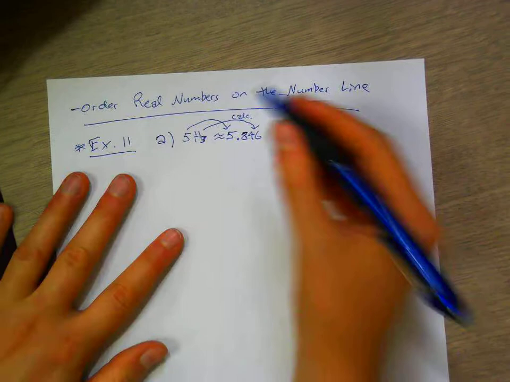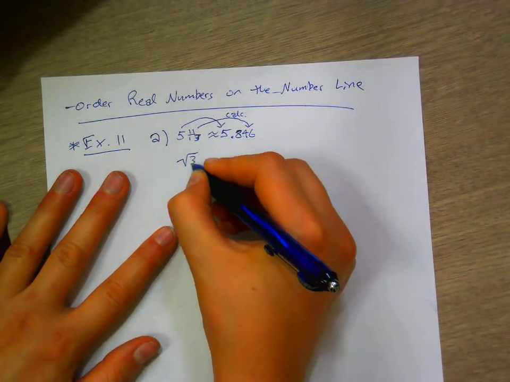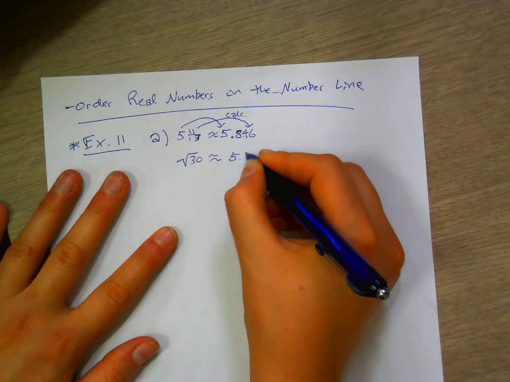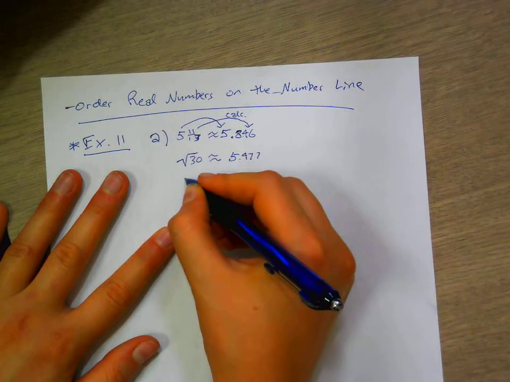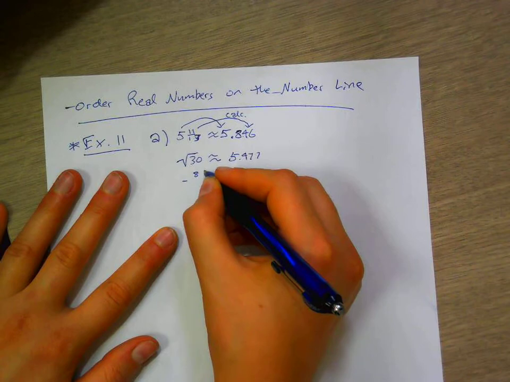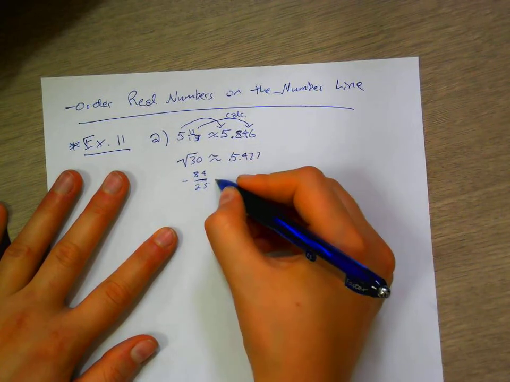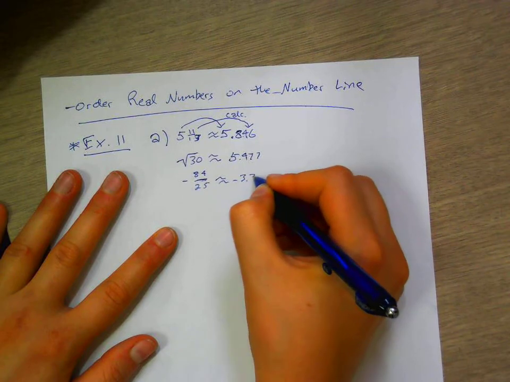Let's do the next one, square root of 30. You can type this into your calculator. Estimating the 3 digits, it's 5.477. Negative 84 over 25 is negative 3.360. Calculator will tell you that.